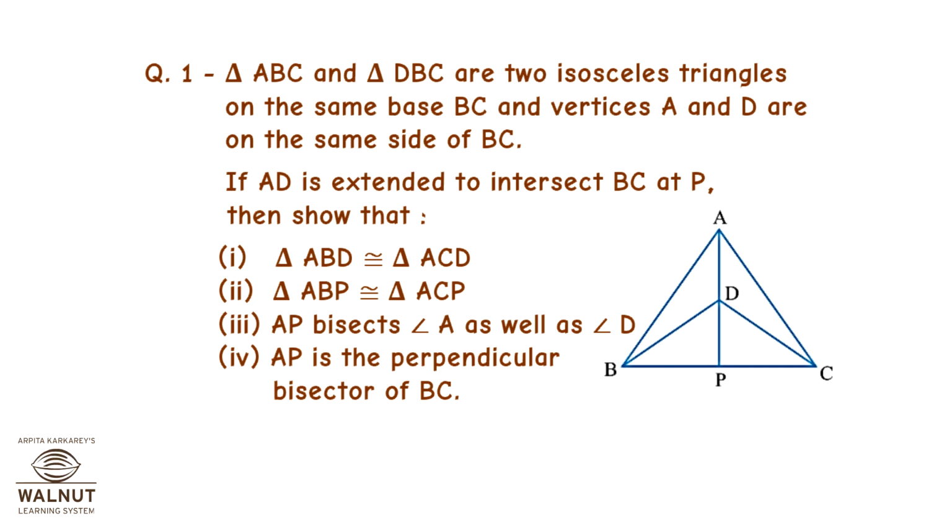Triangle ABD is congruent to triangle ACD. 2. Triangle ABP is congruent to triangle ACP. 3. AP bisects angle A as well as angle D. 4. AP is the perpendicular bisector of BC. How to solve this?